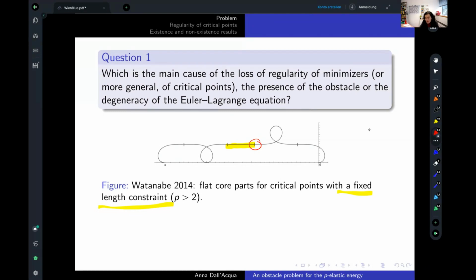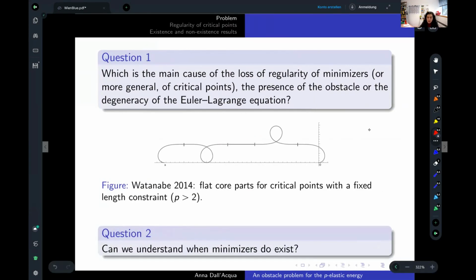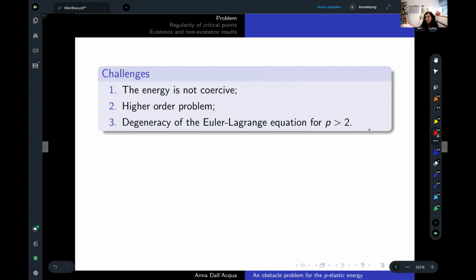And then we wanted to see if such a feature, such a flat part, will appear also in the obstacle problem or not. And of course, another question is, can we understand when minimizers exist and when they do not exist? There are challenges in this energy that we are studying. First, the energy is not coercive. Due to the nonlinearity of the energy, it is a higher order problem, being dependent on the curvature. So the Euler-Lagrange equation is a fourth order problem. And then we have the degeneracy of the Euler-Lagrange equation for p bigger than 2.